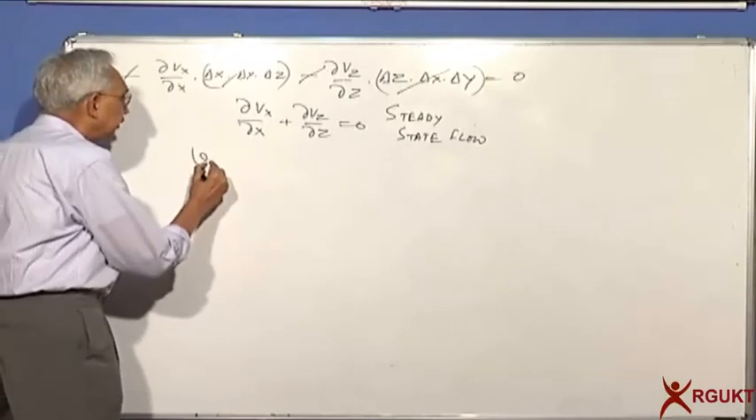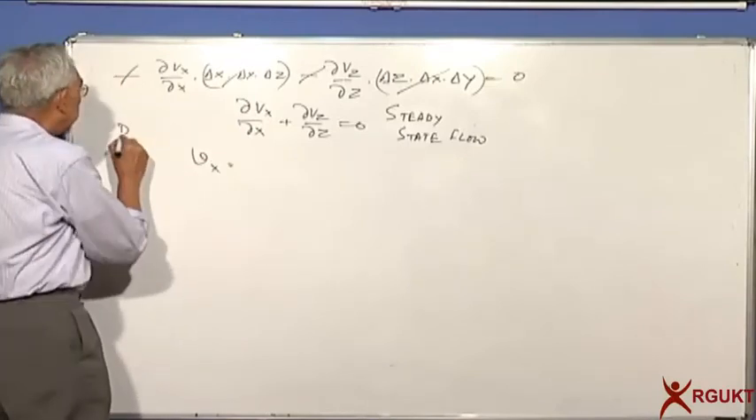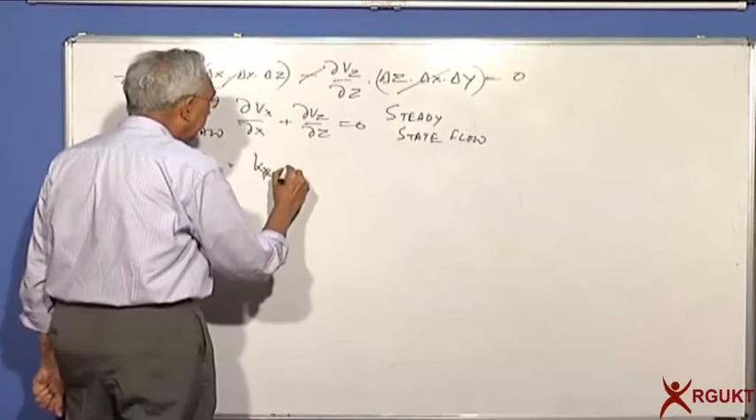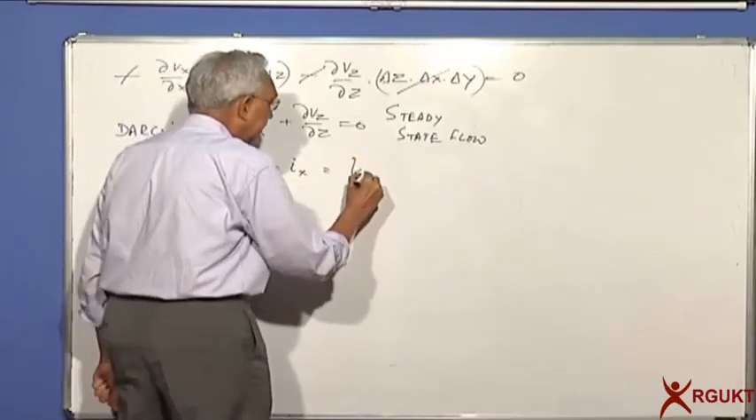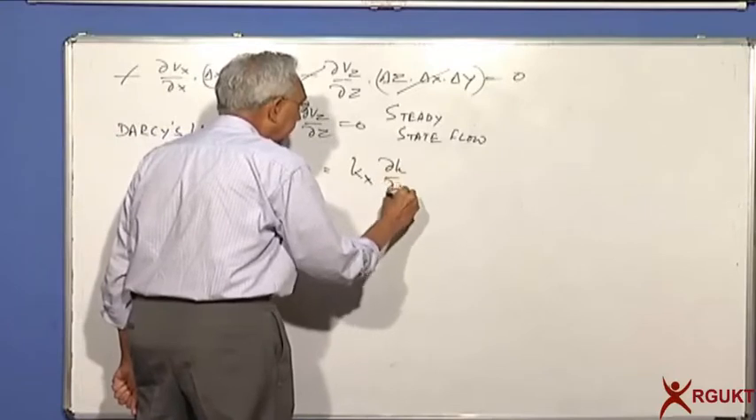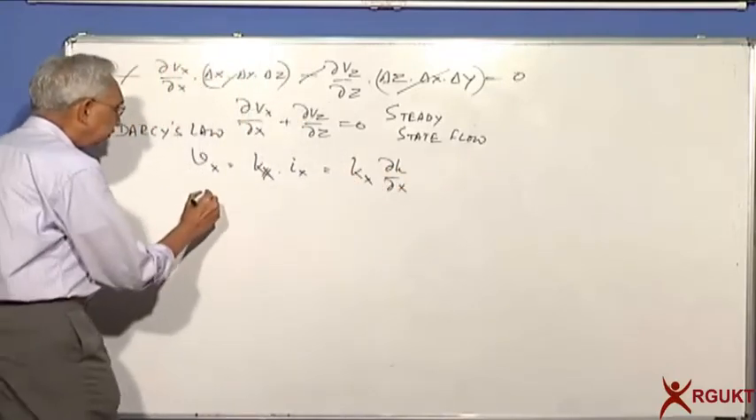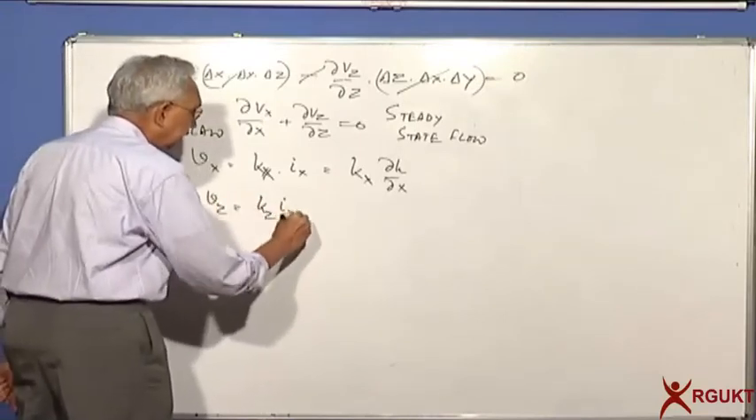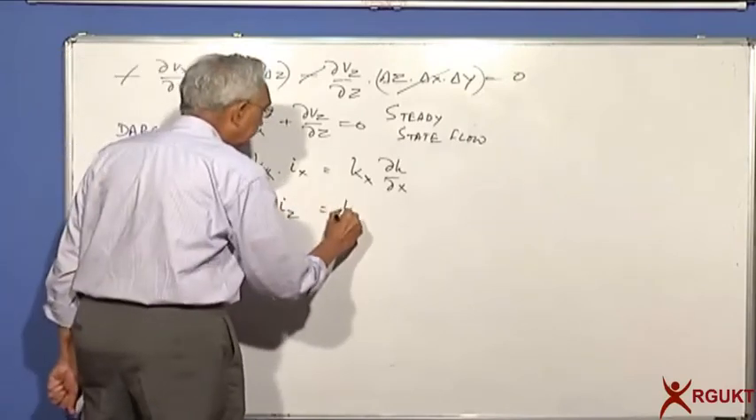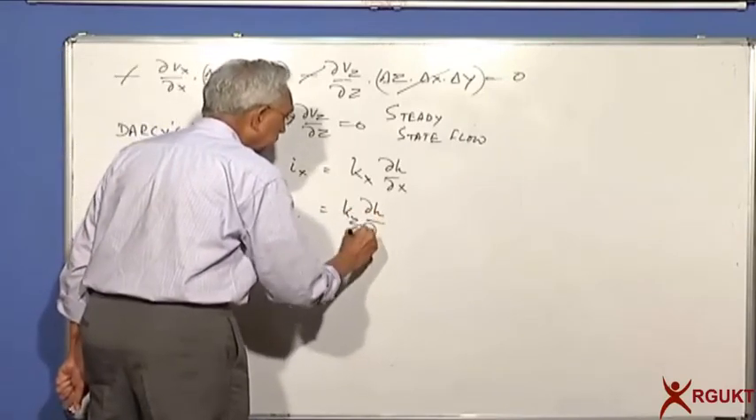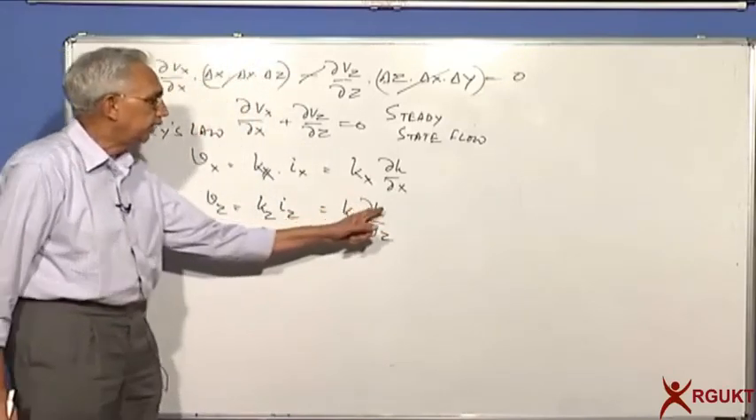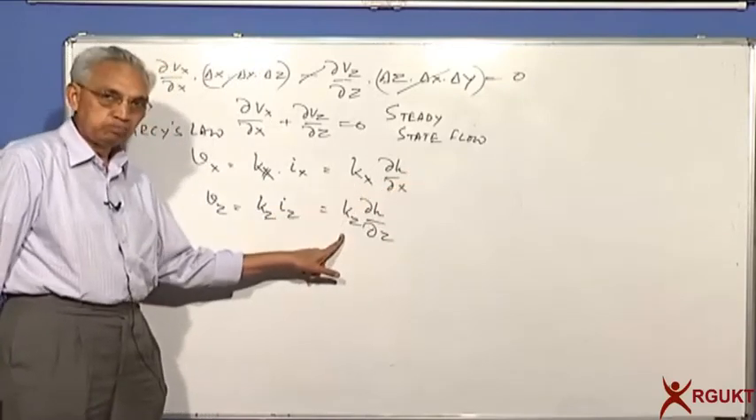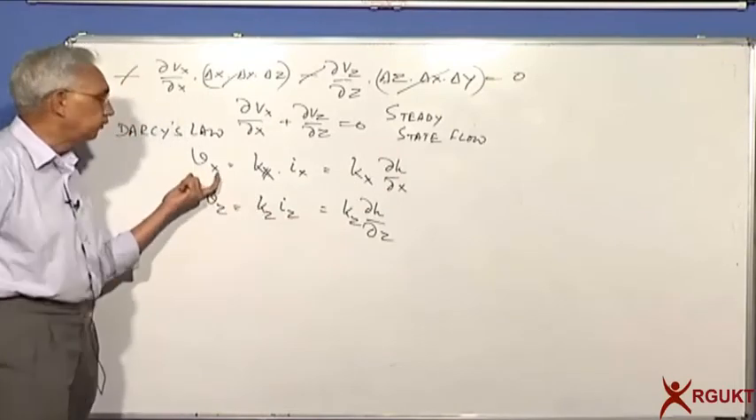Now you can say Vx from Darcy's law is equal to Kx into gradient i in the X direction. So can I say K into delta h by delta x. Similarly, V in the Z direction is equal to permeability in the Z direction into the gradient in the Z direction, that will be Kz. So you have the gradient in the Z direction and the gradient in the X direction, multiply with the respective coefficients of permeability, and you will get the two velocities.